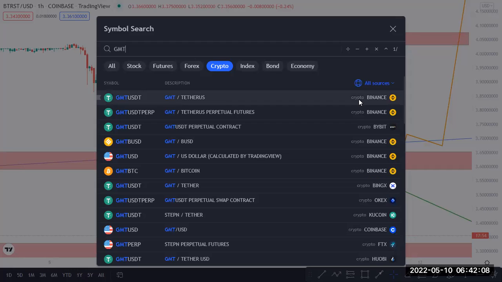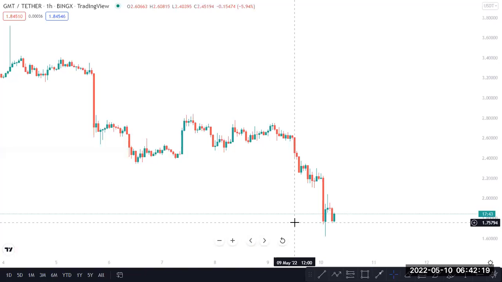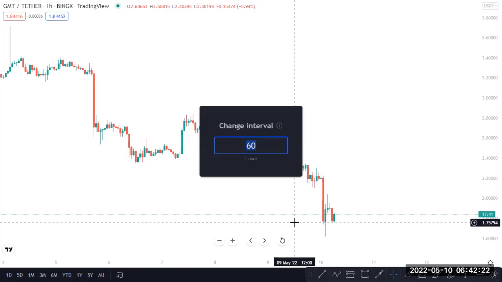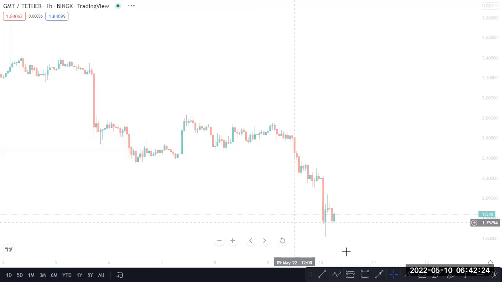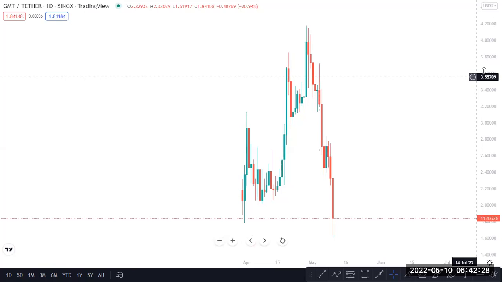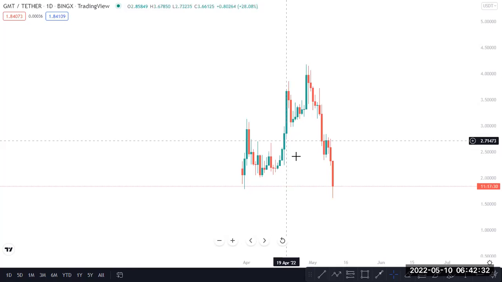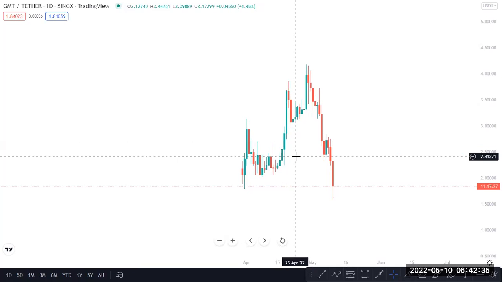GMT. I think I analyzed GMT, so I'll just look for maybe another platform. Okay, just go into the daily time frame as usual. We want to see the long-term bias of GMT, right? So this is GMT, isn't it? I'm not sure about this platform. Let's just go straight into Binance GMT, because this one, I don't trust it.